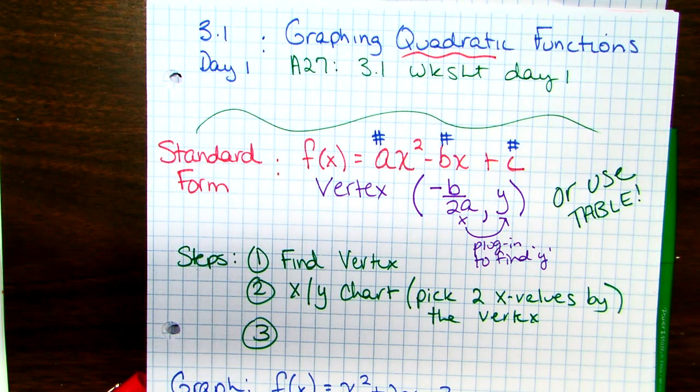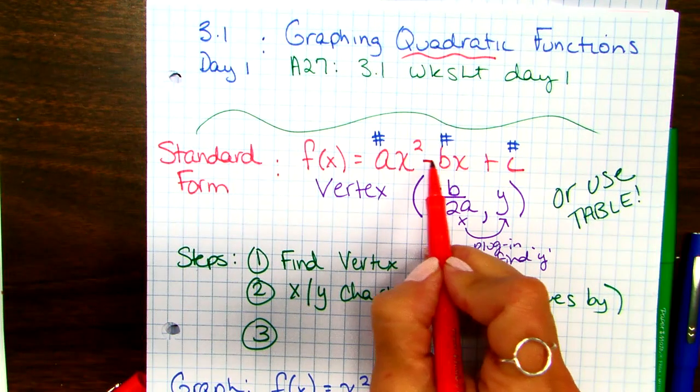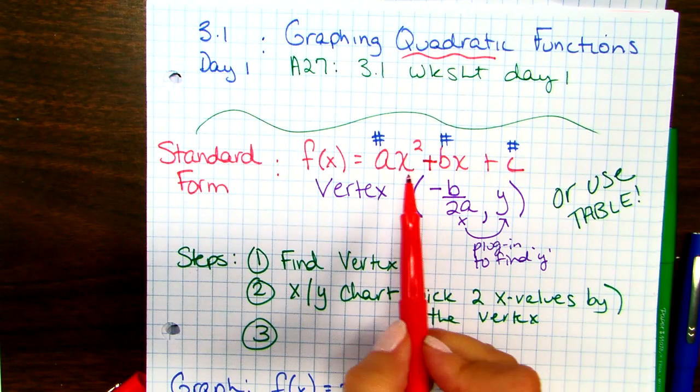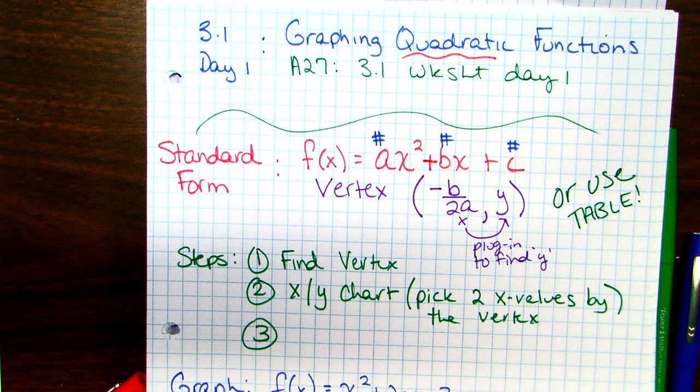I'm sorry, say it again. No, thank you, Shane. Can you guys change that to a plus? It could be a minus. So technically, there could be a minus there, but when we talk about standard form, it should be a plus sign. But you could have negative numbers in A, B, and or C.